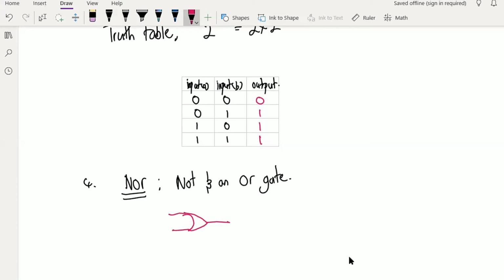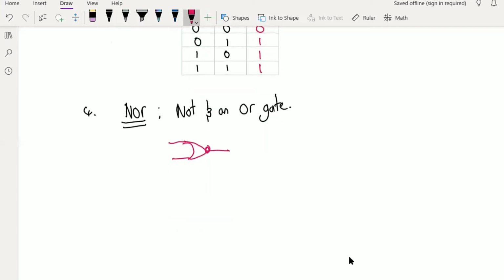The only difference between the OR gate and the NOR gate is that at this tip here, we place a circle. And this circle comes from the NOT gate. So that's the only difference. That's how we represent it.